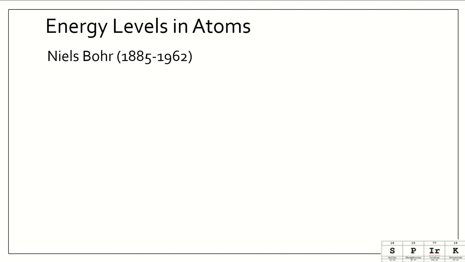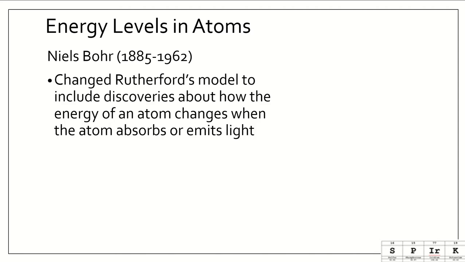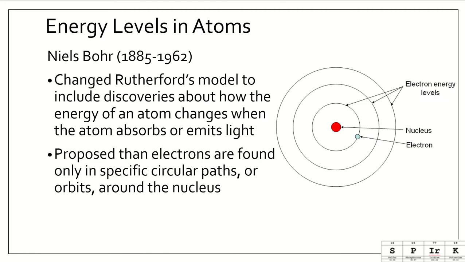So Niels Bohr was another chemist, and he changed Rutherford's model to include discoveries about how the energy of atoms change when the atom absorbs or emits light. He proposed that electrons are found only in specific circular paths or orbits around the nucleus. So similar to the Rutherford model where there's the nucleus with the proton and the neutron. However, the difference here is that these electrons, he's saying there are energy levels or orbits. So we want to kind of think about our solar system as a good example.